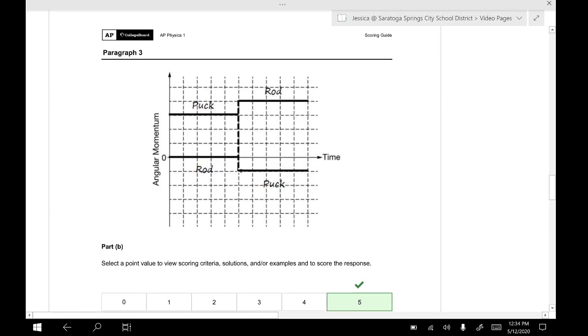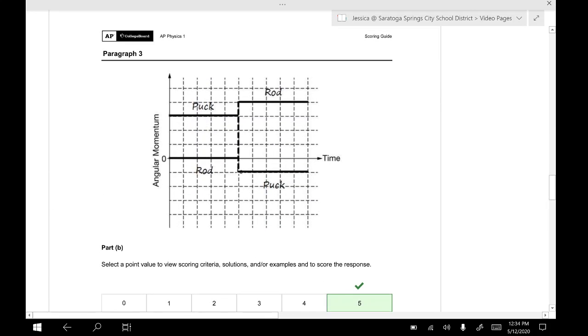So here's their example response. I went from 2 to -1 and the rod had a value of 3 afterwards. They went from the puck having a value of 3 to -1, which meant the rod had to have a value of 4 initially. Or sorry, after the collision.